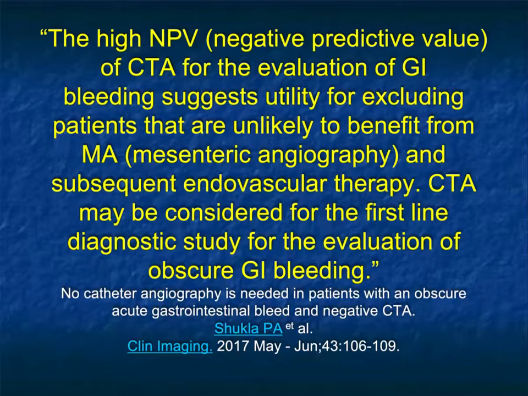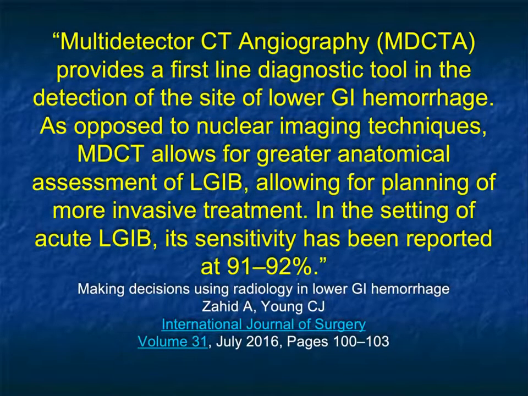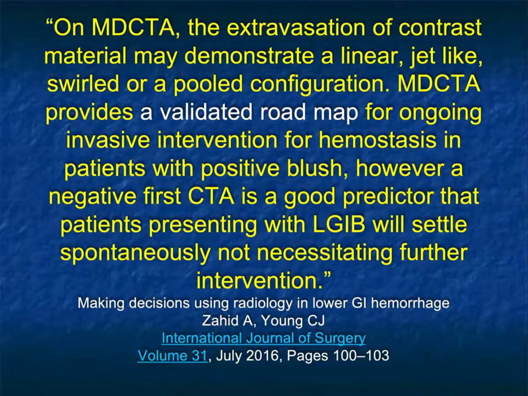This article by Shukla, high negative predictive value of CTA for the evaluation of GI bleeding, suggests utility for excluding patients that are unlikely to benefit from classic angio and subsequent endovascular therapy. CTA should be the first line of diagnostic study for the evaluation of obscure GI bleeding. Same thing, MDCTA provides a first-line diagnostic tool in the detection of the site of lower GI hemorrhage. As opposed to nuke studies, it allows for greater anatomic assessment, location, and for therapy planning. High sensitivity, and we agree the sensitivity is over 90%.